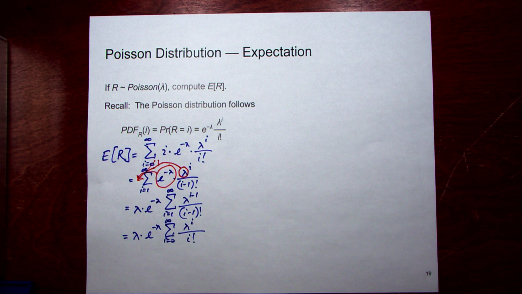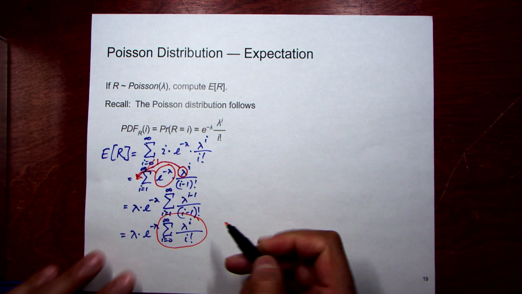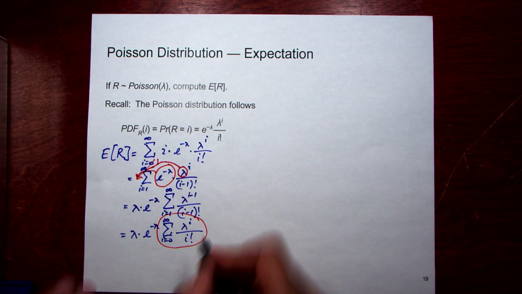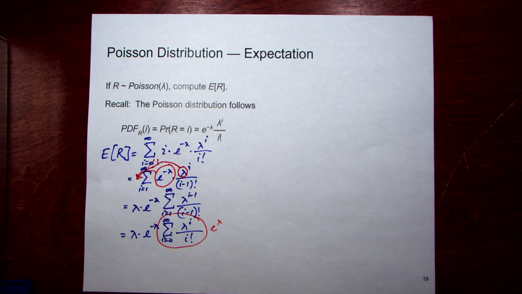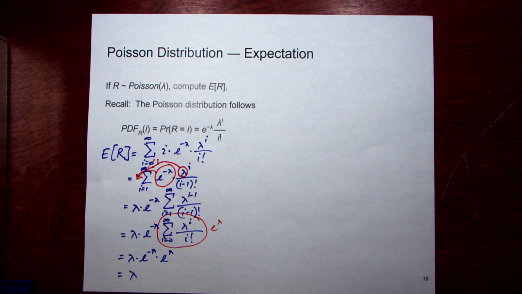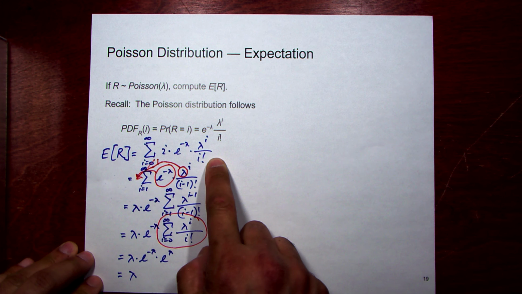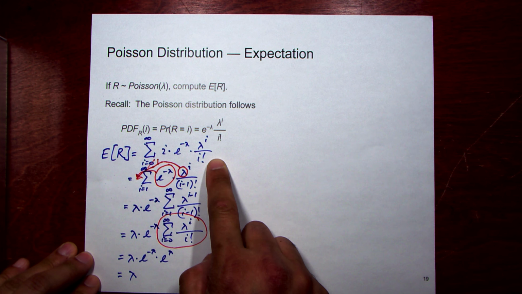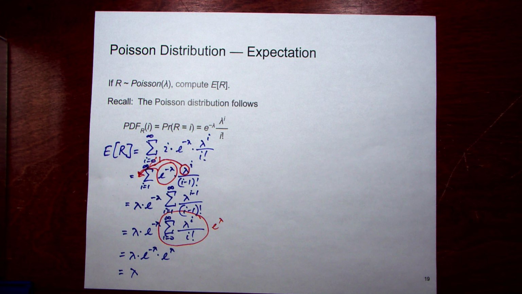This bit, of course, is our Taylor series for e to the lambda, right? Okay, so that gives us lambda times e to the minus lambda times e to the lambda. And those two things wash away, and we get lambda. Which seems almost magical, right? Like, of all the things you would expect to come out of this, was it lambda? And the answer is it should have been.